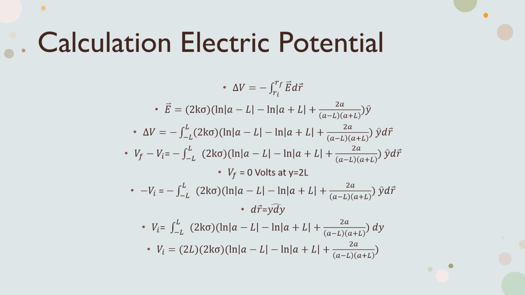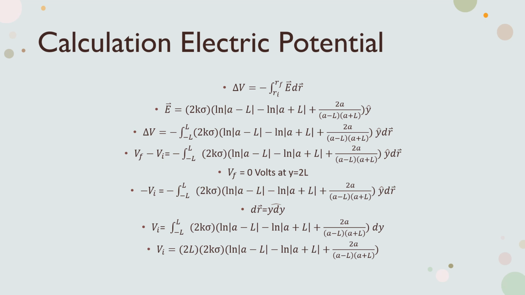And our bounds are from negative L to L because that is the width of our strip. Then I knew the change in electric potential was the final electric potential minus the initial potential, and then I plugged that into our formula. And next, I knew that the final electric potential would be 0 because that's when y is 2L. So then I used that assumption for the next part. So then I got negative V initial is equal to the integral of negative L to L 2k sigma times ln of a minus L minus ln of a plus L plus 2a over a minus L times a plus L y hat dr.